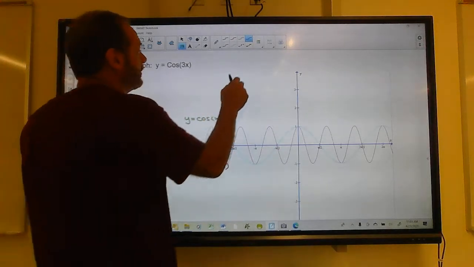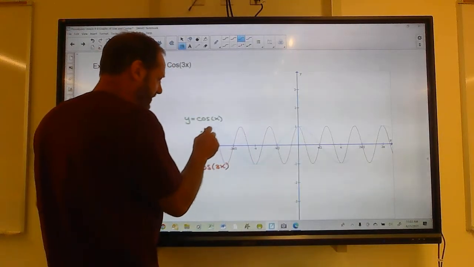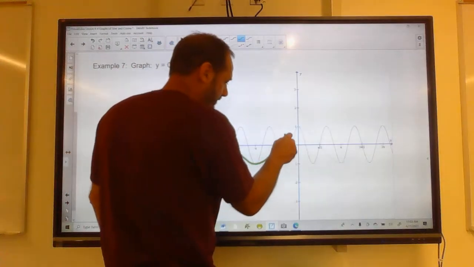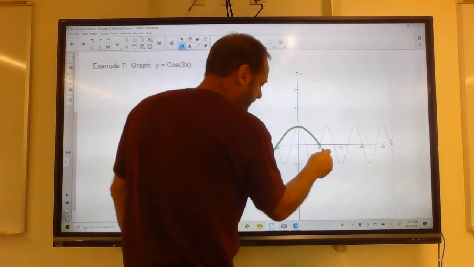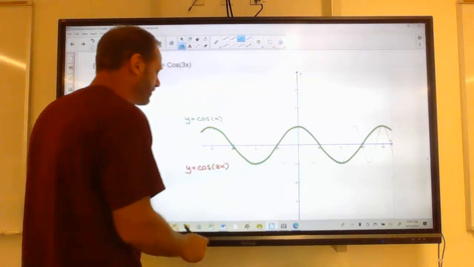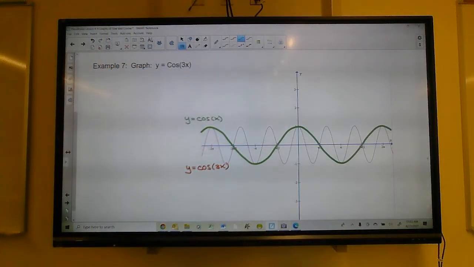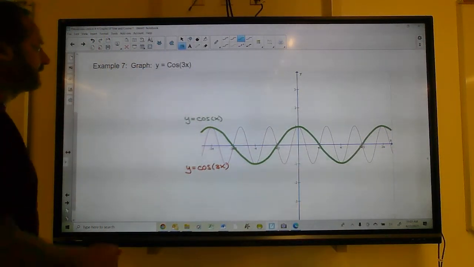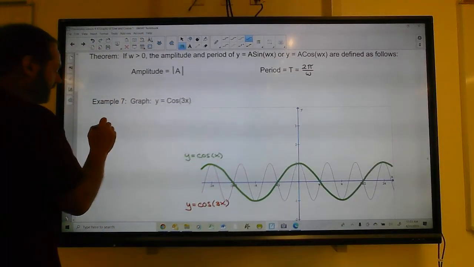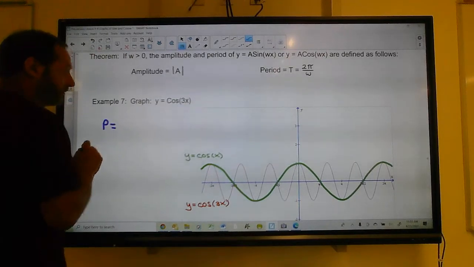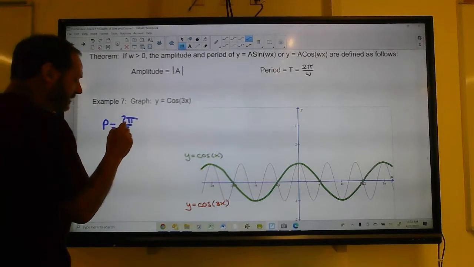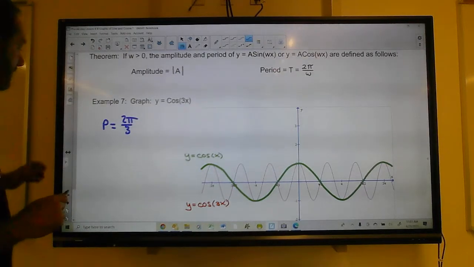Okay, so my original cosine function is this function right here. There's your cosine x. Now cosine 3x changes the period. So what's the new period? The period, and I just call it p for period, is going to be 2 pi divided by, in this case, 3. So the period is now 2/3 pi, okay?